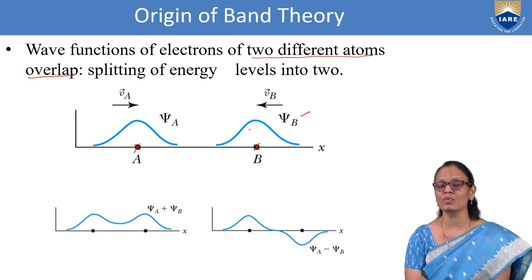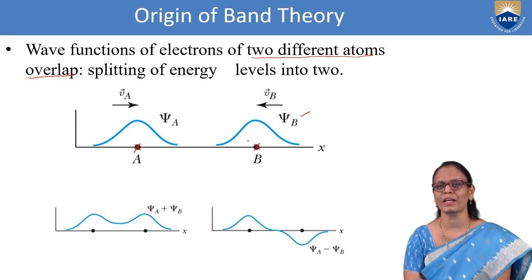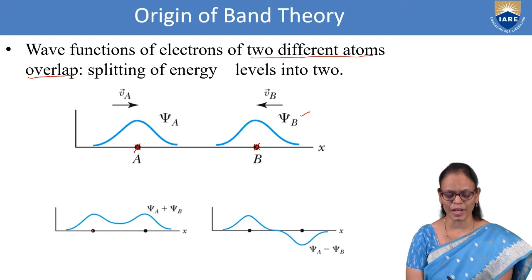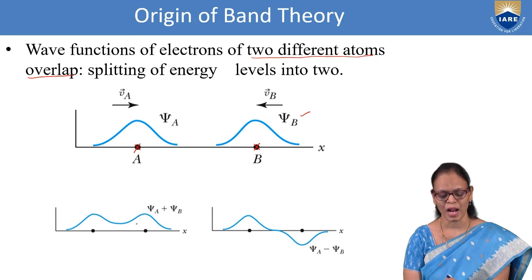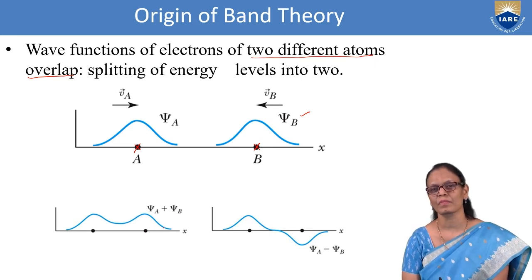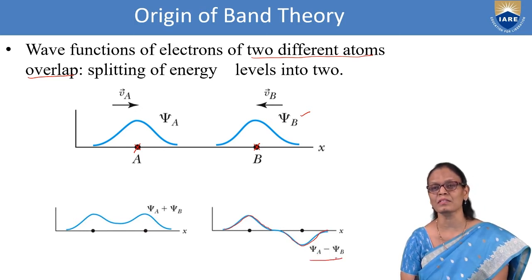Now, when these 2 wave functions overlap with each other, they come very close to each other, then what will happen? So there are 2 possibilities here. When they are coming in phase, this is one atom, this wave, and this is the second atom, this wave. When these 2 are overlapping with each other, the resultant here is psi A plus psi B, and the wave is like this. And if they are coming out of phase, this is for psi A and this is for psi B, but the resultant here will be psi A minus psi B.